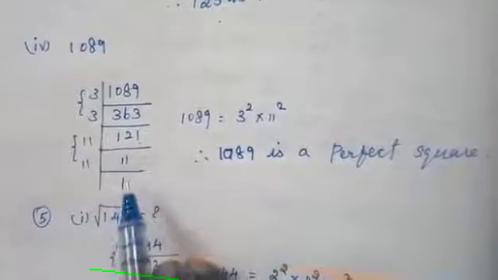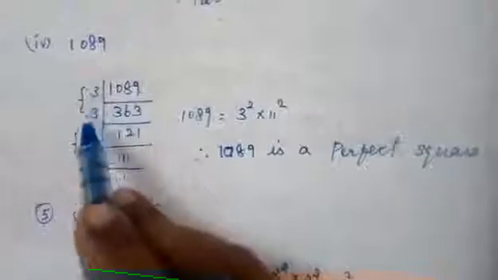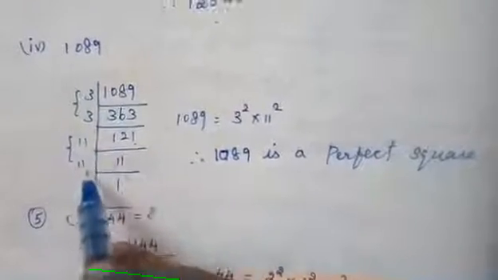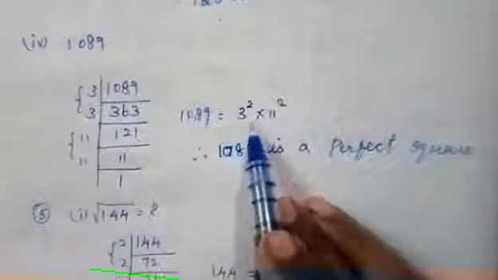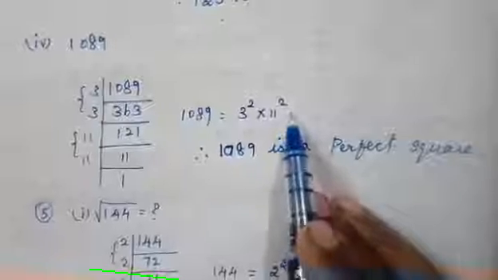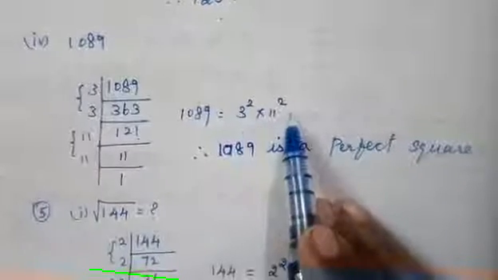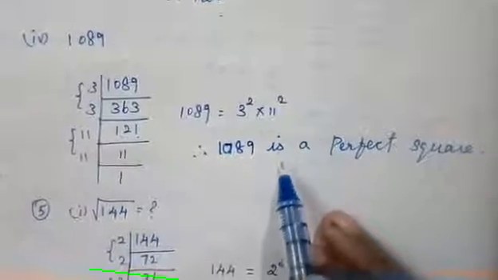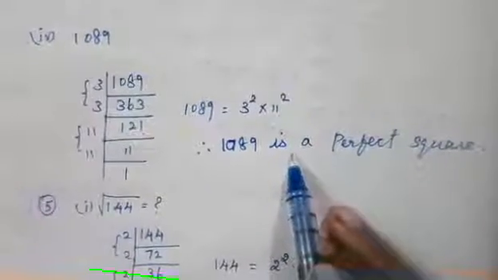So now you check the pairs of numbers. 3 has a pair, 11 also has a pair. So 1089 is written as 3 square into 11 square. So these two numbers have a pair. So we say it is a perfect square number.